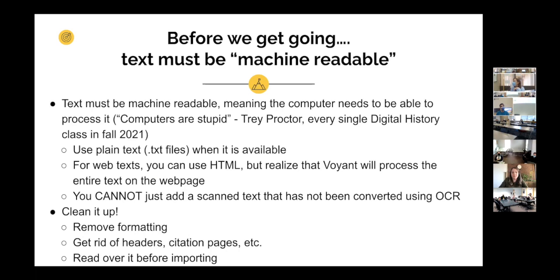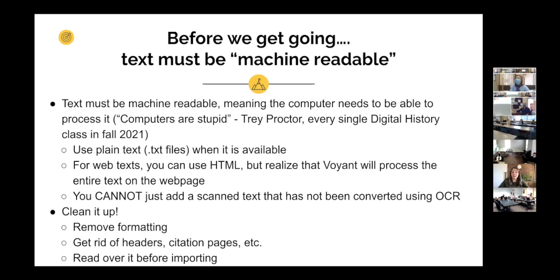So what I recommend is use a plain text file. That's a .txt file when it's available. For web text, you can use HTML, so you can upload an HTML file, but realize that Voyant's going to process all the text in that entire file. So if you're thinking about just throwing a URL for a website in there, because that is an option, keep in mind it's going to see the ads, it's going to see everything. It's not going to know what the actual text is versus additional information like an ad. So that's really important to consider. And actually, for some courses, you might want it to read the ads. That could be part of a project.